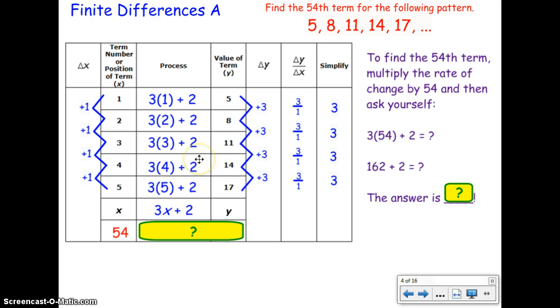In order to find the 54th term, we're going to take 3 times the value of 54, because 54 is the value of x, and we're going to add 2. 54 times 3 is 162. When we add 2, we get an answer of 164. The 54th term in the sequence is 164.